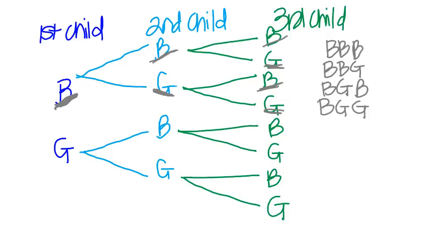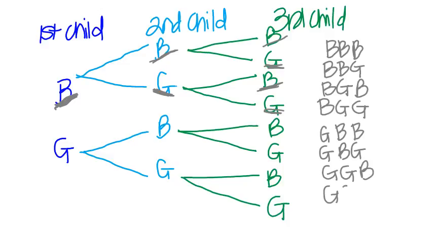Right? So that's all the options, the different orders I could have in that first set. Now I'm going to do the same thing with the second set. I could have girl, boy, boy, girl, boy, girl, girl, girl, boy, or girl, girl, girl. So these are all the different combinations that we could have.